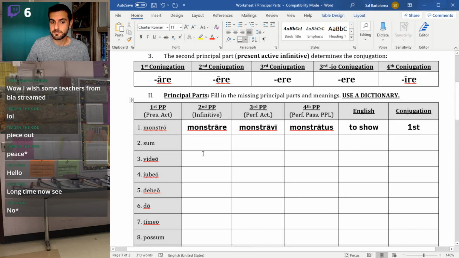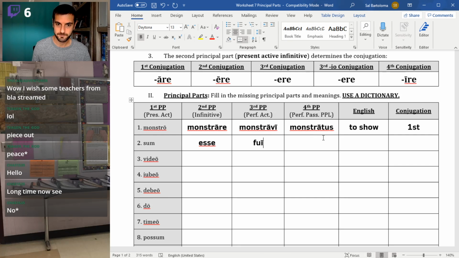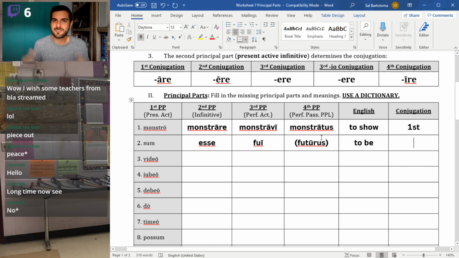Sum is irregular, right? So sum, esse, fui, and then the last principal part, which is not really a fourth principal part, is futurus. Sometimes you'll see it filled in there. I put it in parentheses because it just gets filled in to fill the gap. This verb, of course, means to be. What conjugation is a verb like sum or a verb like possum? It doesn't fall into any conjugation, so we just call it irregular. And there are only a few of those.